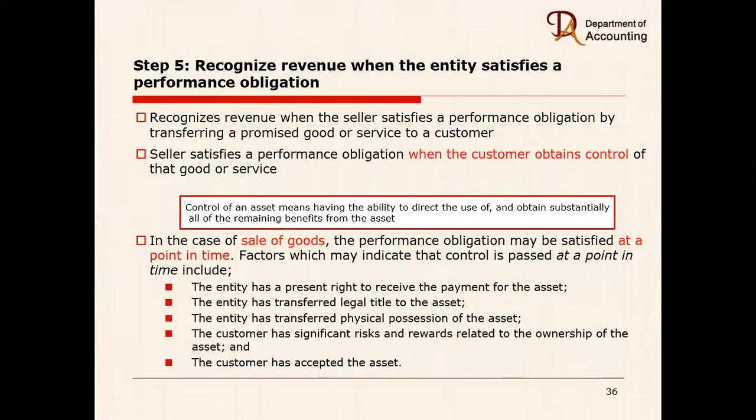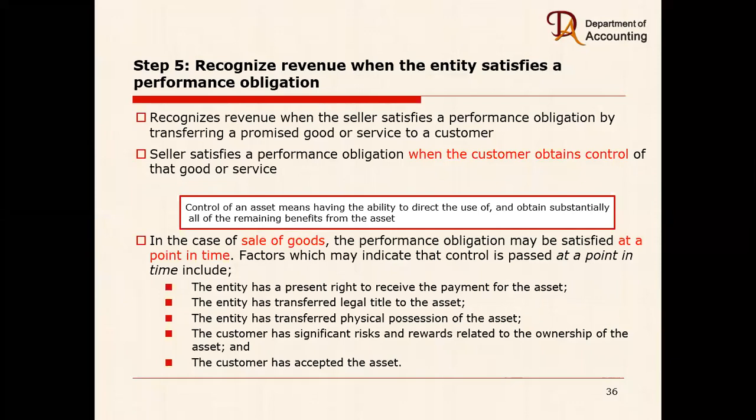Good. Let's come to the 5th step. You need to recognize the revenue when the seller satisfies the performance obligation by transferring a promised good or service to a customer. So you must consider the performance obligation as satisfied once you transfer the promised goods or service to a customer. The seller satisfies the performance obligation when the customer obtains control of that good or service. And what is the point at which you consider that you have transferred the promised good or service to the customer?